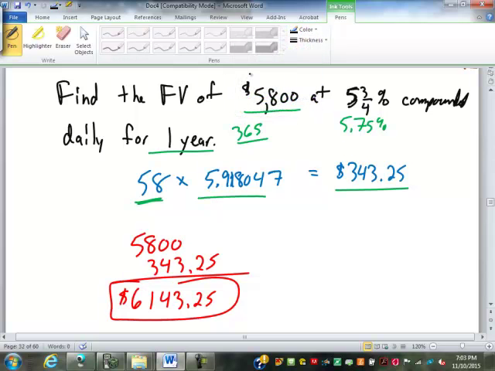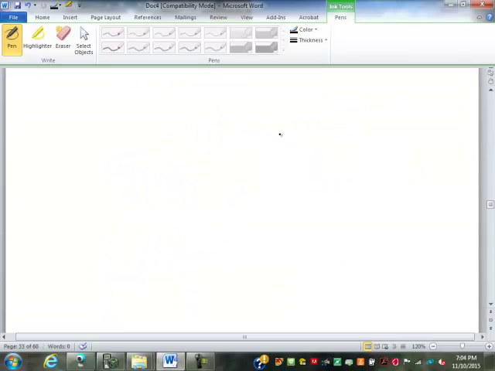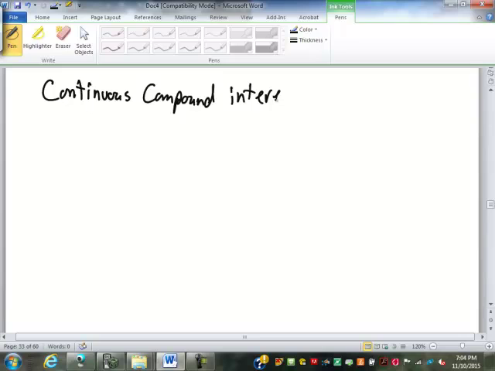Now we can go through and find the effective rate calculation off of that as well, and we're going to do that in just a second. But for right now, I also want to discuss something called continuous compound interest. Continuous compound interest is a very funny little thing. There are no tables for it, only formulas.